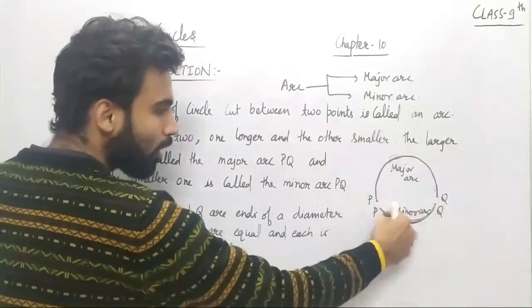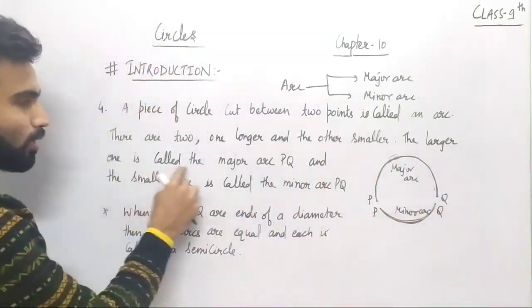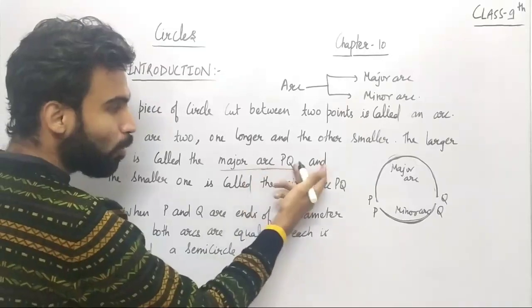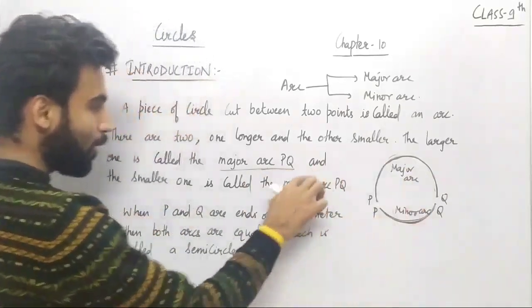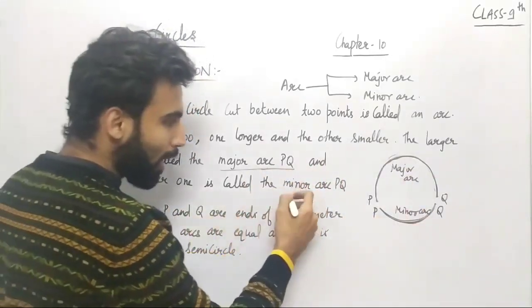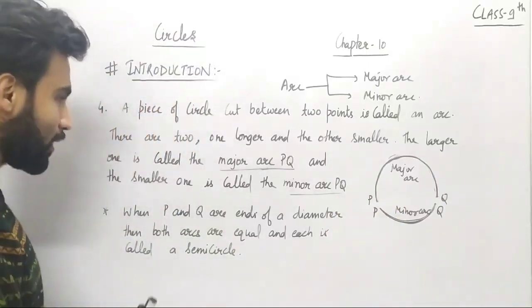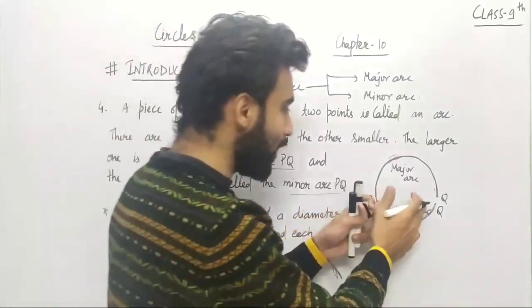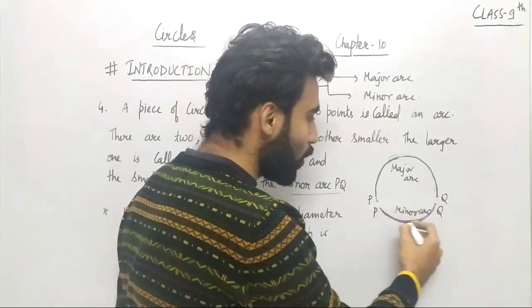You can see this is the longer, this is the smaller. So the larger one is called the major arc, PQ. And you can see the smaller one is called the minor arc, PQ. Now let me just tell you that in here one is major and the other one is minor.